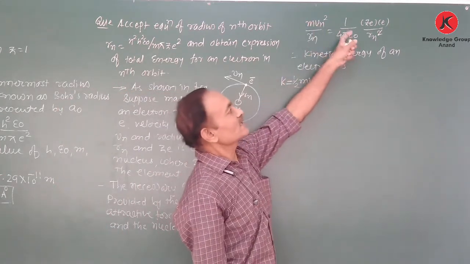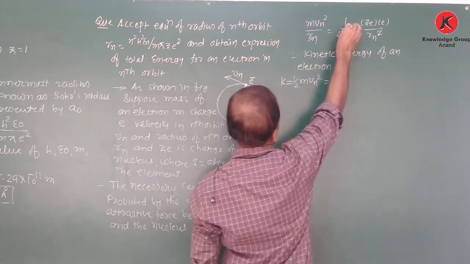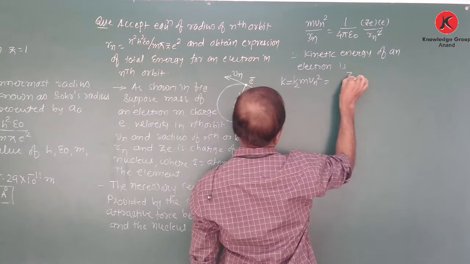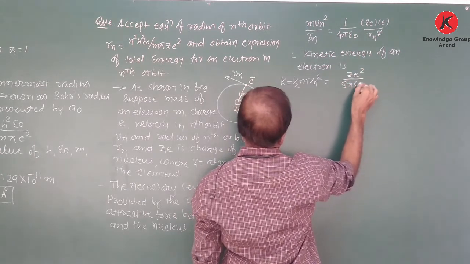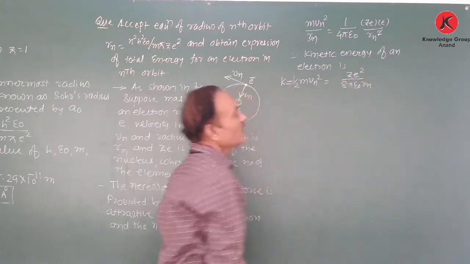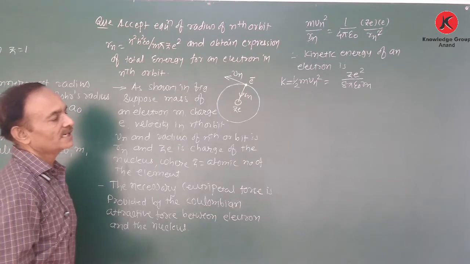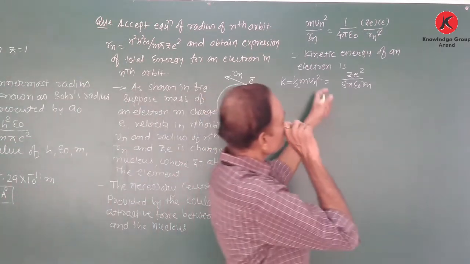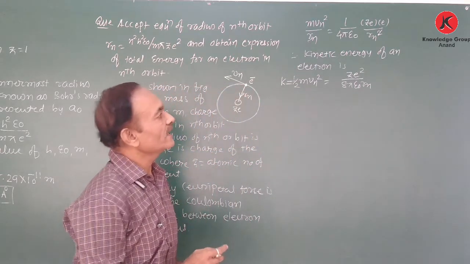So multiply both sides by 1 by 2. Therefore, half m vn square is equal to Z e square upon 8 pi epsilon 0 r. Clear this? Okay. So this is the kinetic energy of an electron in the nth orbit.